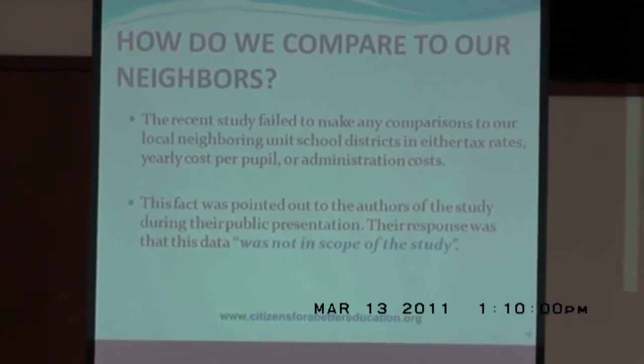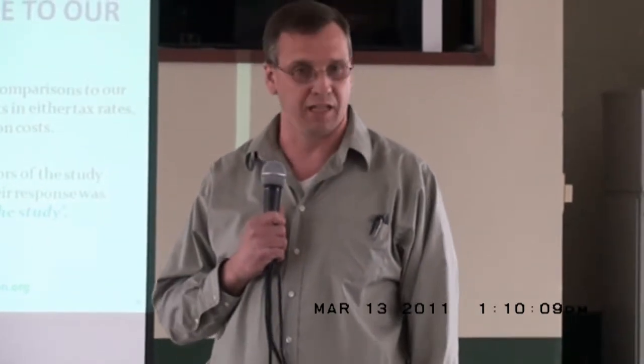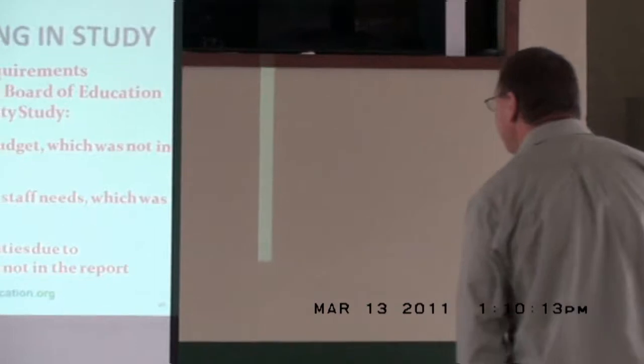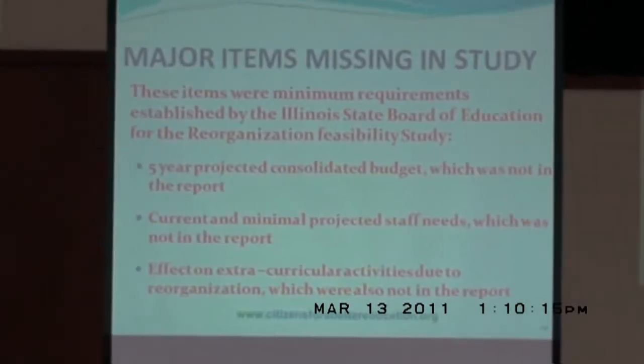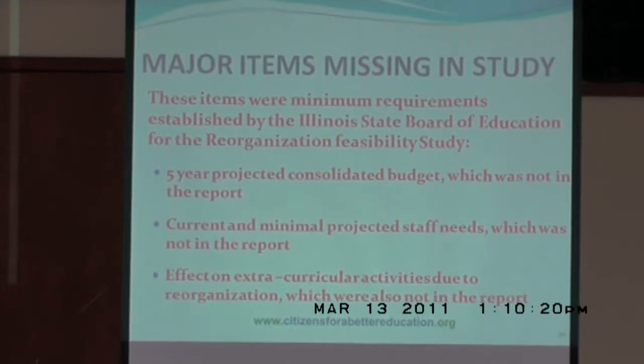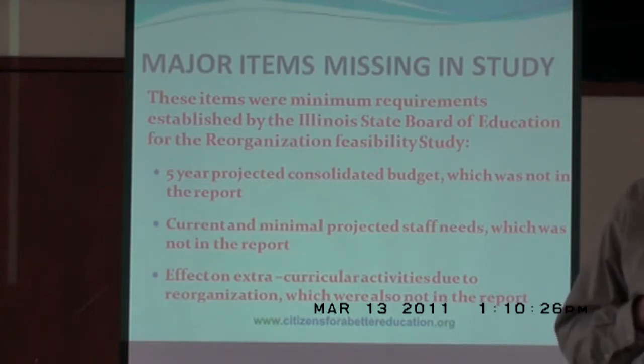Well, we're still trying to determine who determined the scope of the study, because actually the state of Illinois determined that scope. It was set out very clearly, and the study that was done did not meet that scope. I assure you we'll talk a little bit more about that. What the major items that were missing in this study: the 5-year projected consolidated budget is not in that study, even though it was a direct requirement of the state of Illinois before this gentleman got paid for this study.